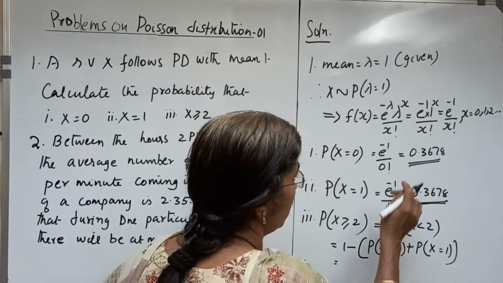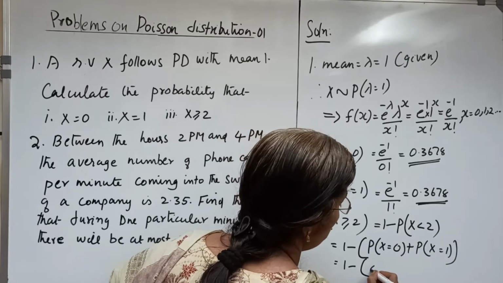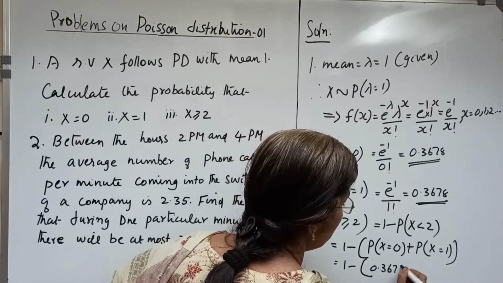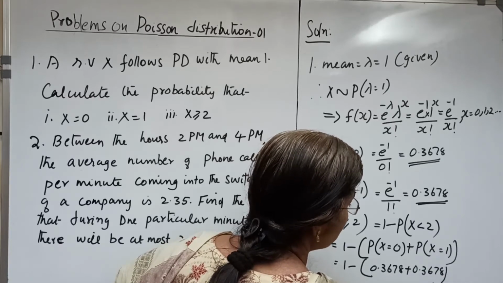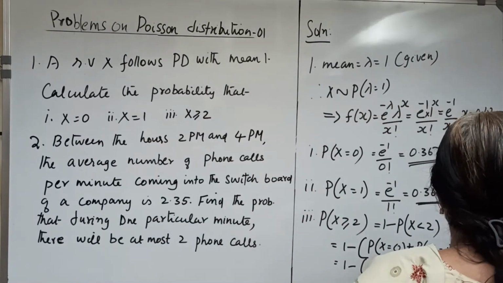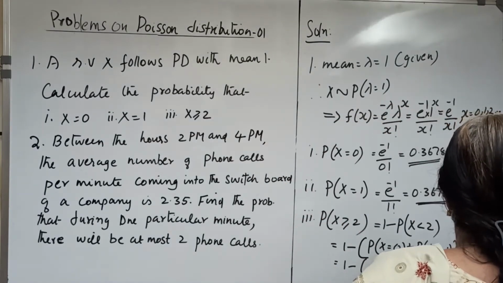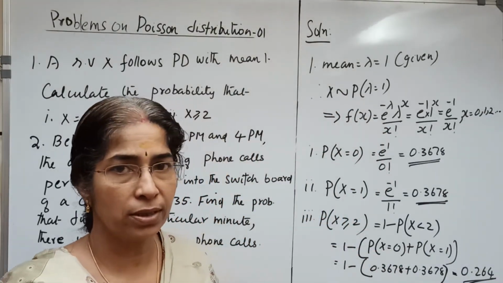We already have these probabilities. That is 1 minus 0.3678 plus 0.3678. The answer is 0.264. You can check the calculation part.